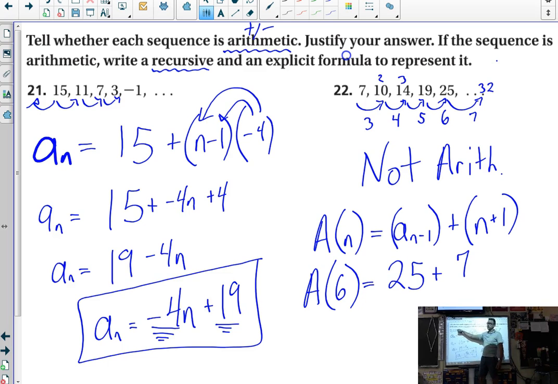Well, I was going down by 4, down by 4, down by 4. So if I go the other direction, like up by 4, up by 4, up by 4, term 0 is 19. That's my y-intercept. It's just y equals mx plus b. That's explicit. That is explicit.